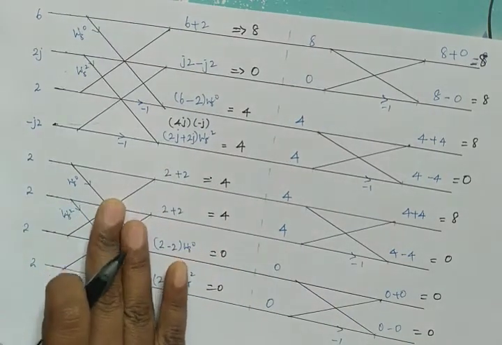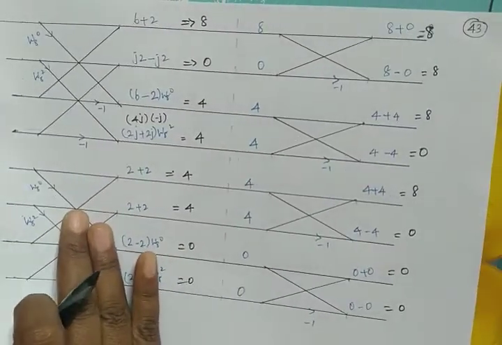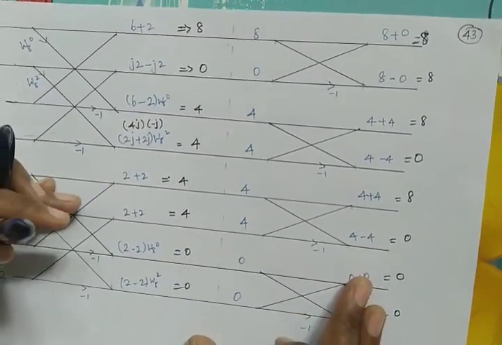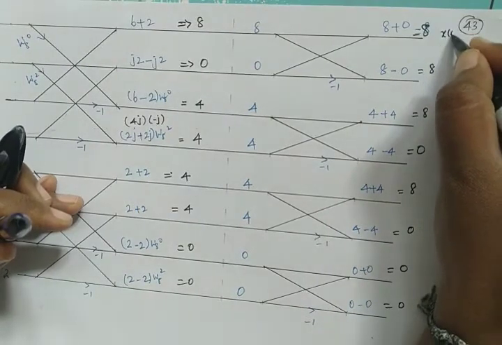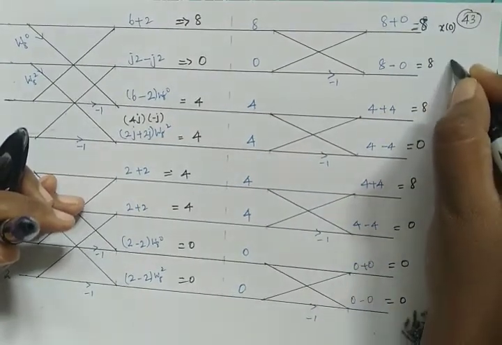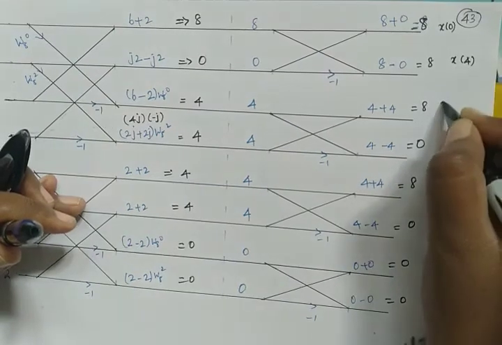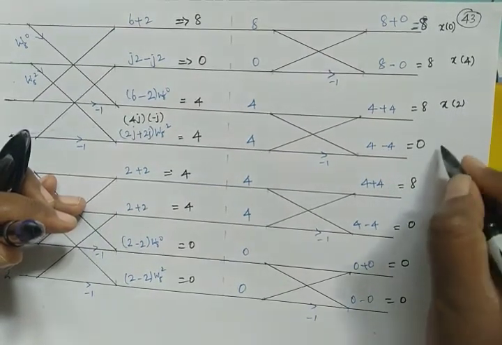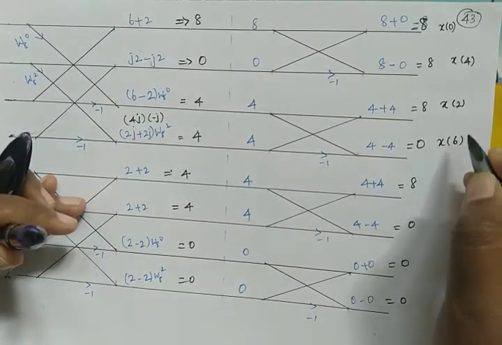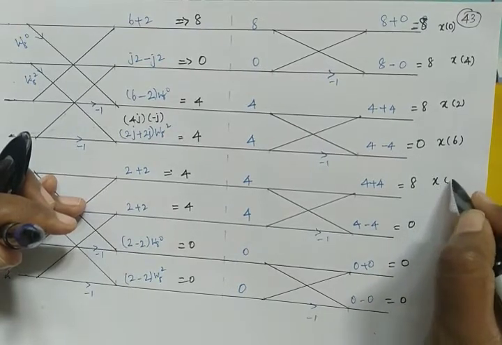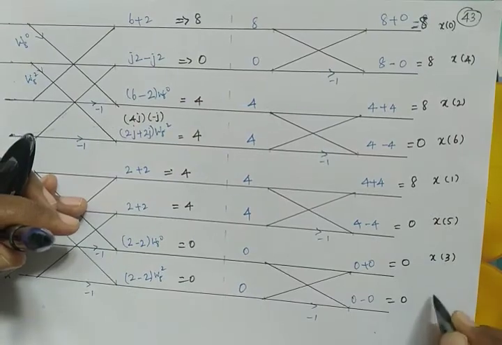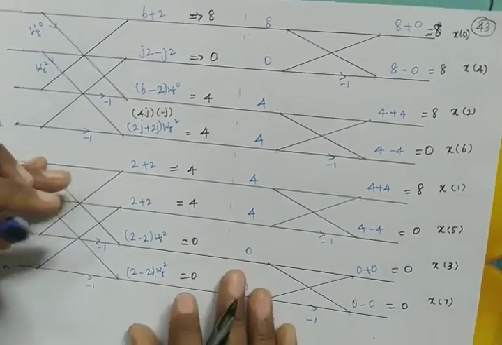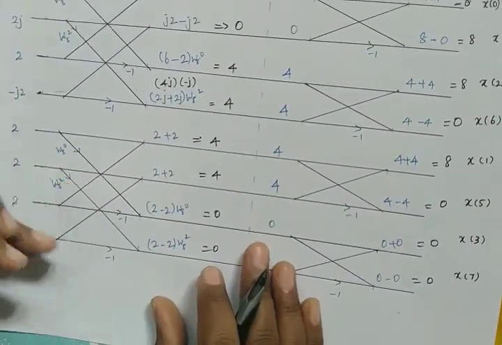Now what happens in the final stage? The output will be in the bit reversal order. So what we have to do is write this in the bit reversal order. That is, this is x of 0, and here it is x of 4, x of 2, this is x of 6, 0, 4, 2, 6, 1, 5, 3, 7. That's it. Now what we have to do? We have to write the final answer.